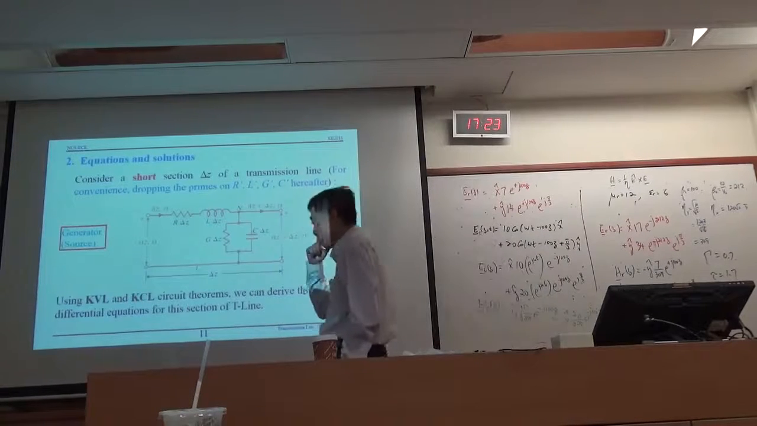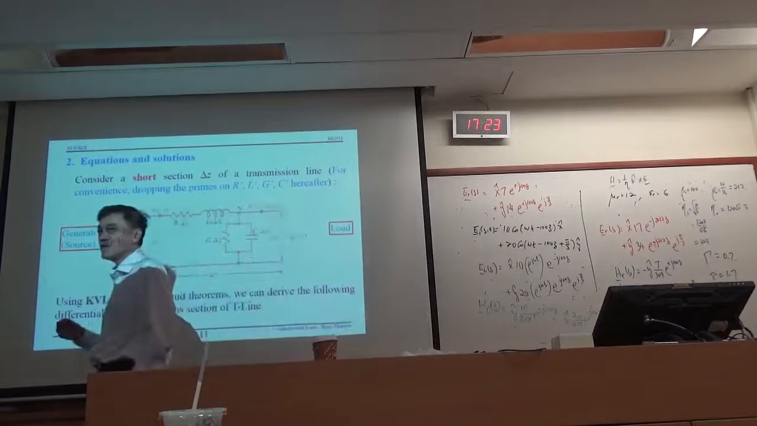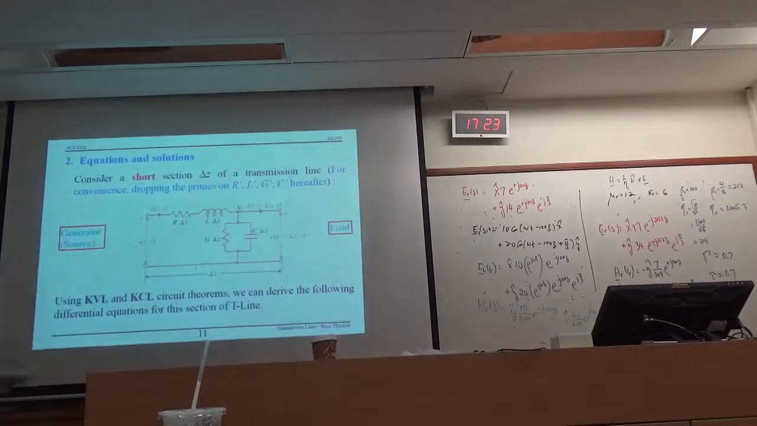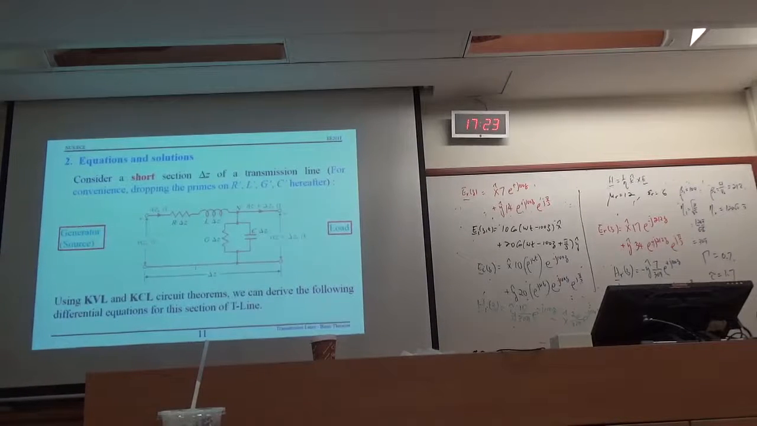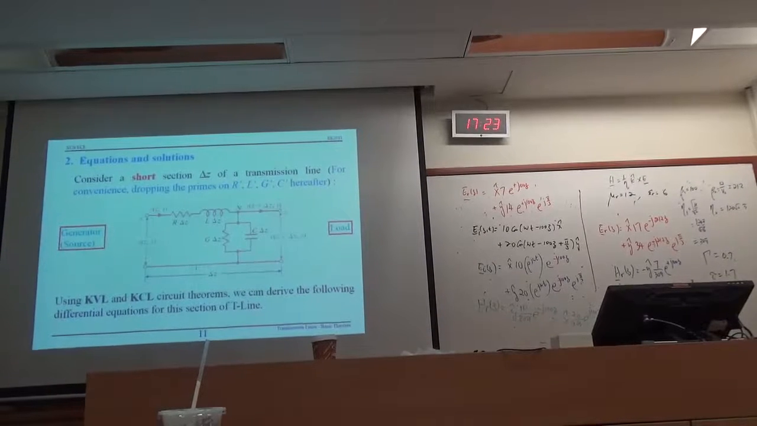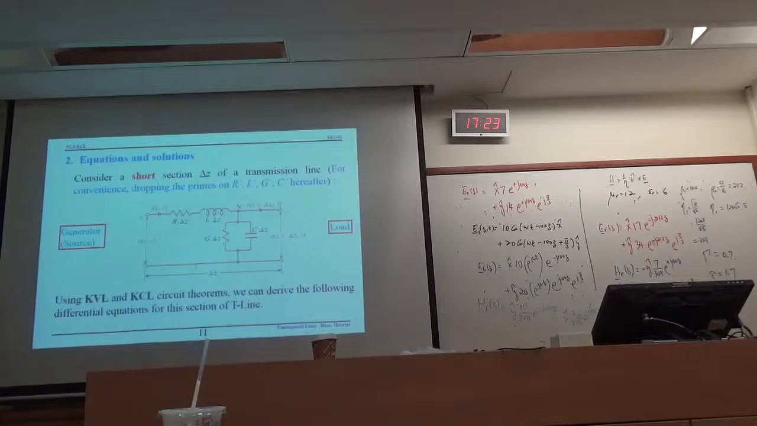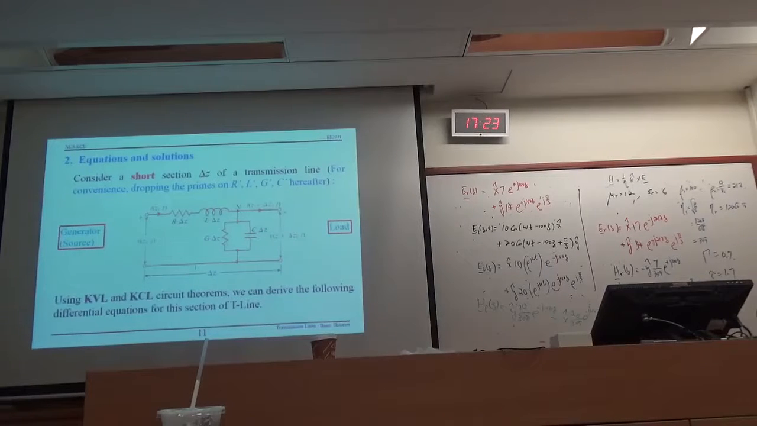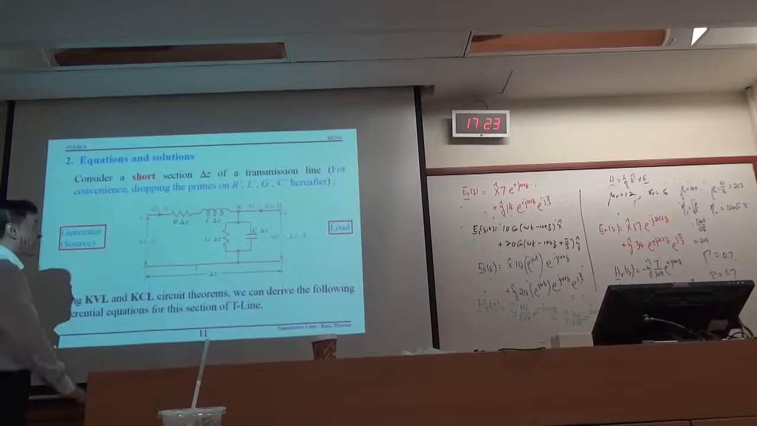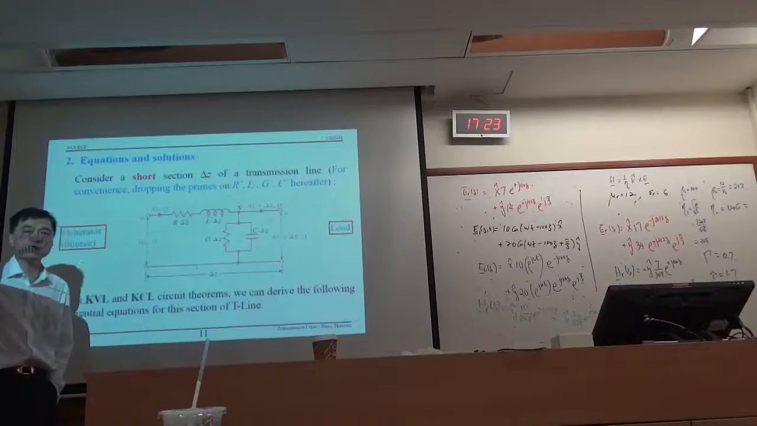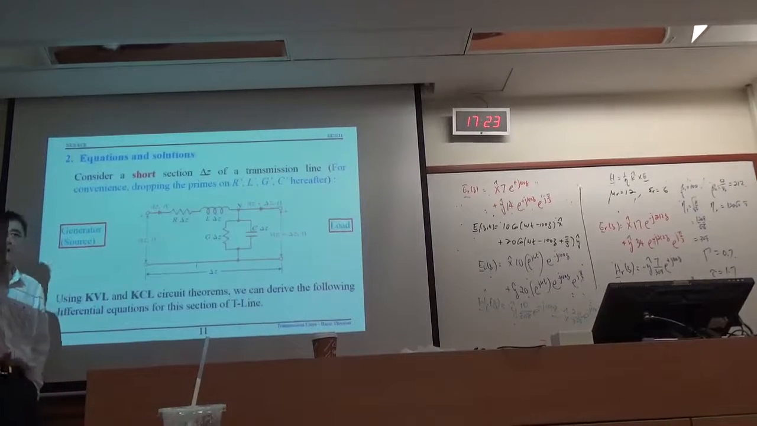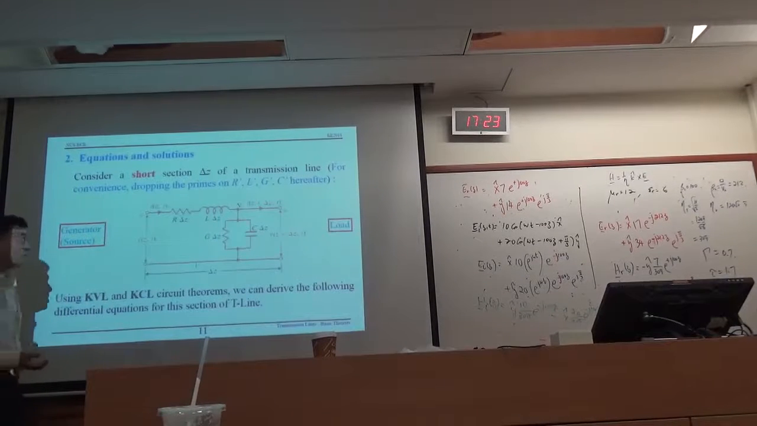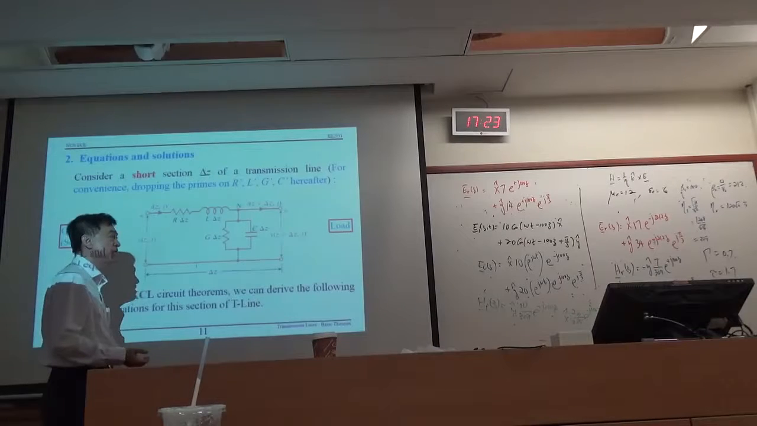Now, this is the model of the transmission line that we have. That means you have a series resistance, series inductance, and a parallel conductance and a parallel admittance. Under this model, once again, we use KVL and KCL to analyze.